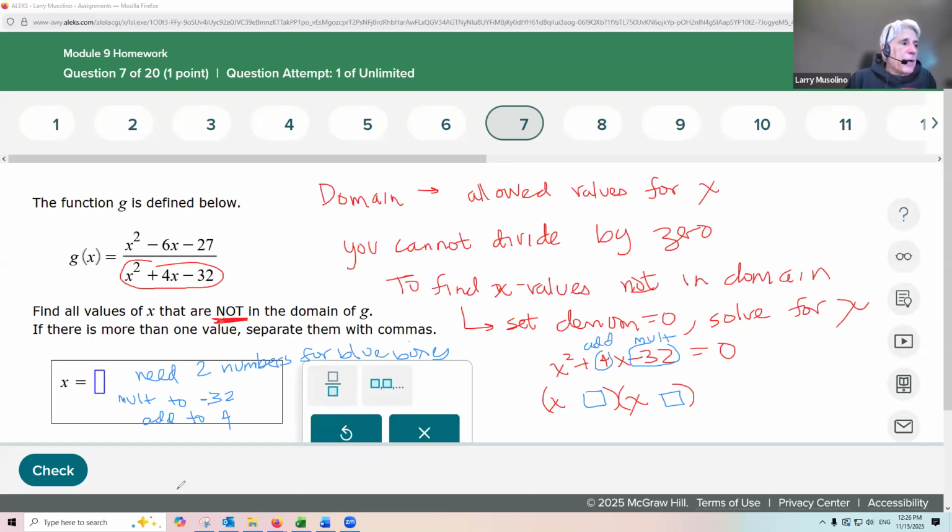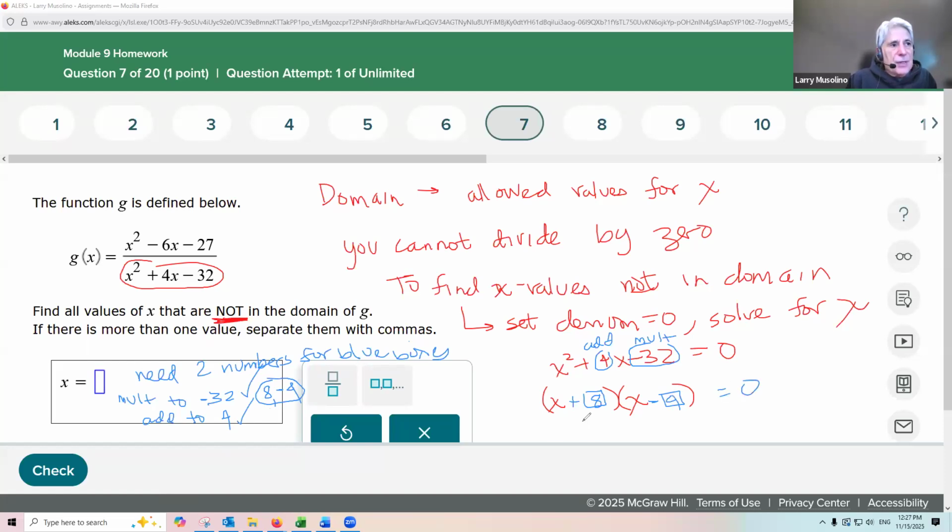Well, I know if the two numbers have to multiply to negative 32, the numbers have to have different signs. One has to be positive, one has to be negative. How about 8 and negative 4? I think that might work, because 8 times negative 4 is negative 32. 8 plus negative 4 is positive 4. So I think that's it. x plus 8, x minus 4.